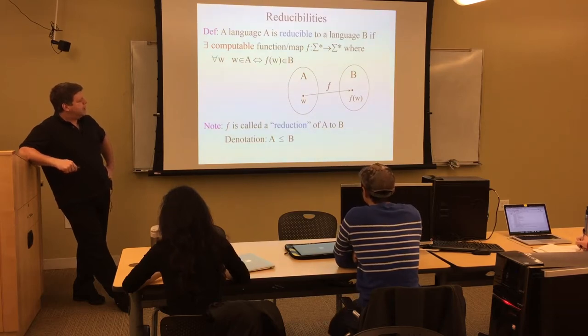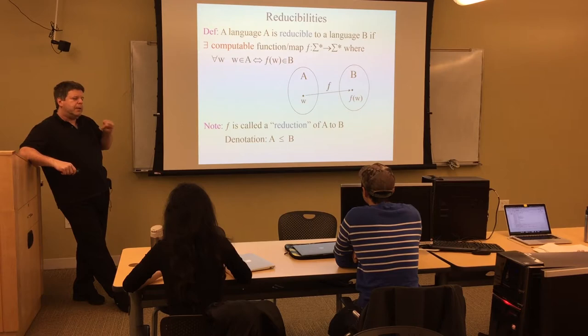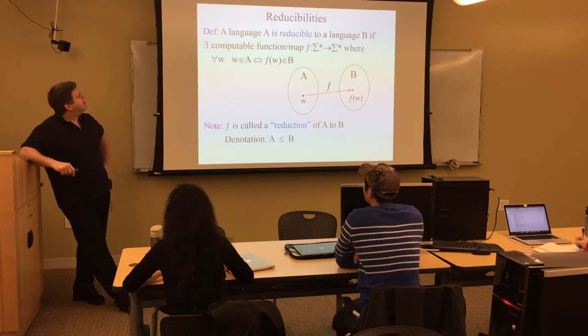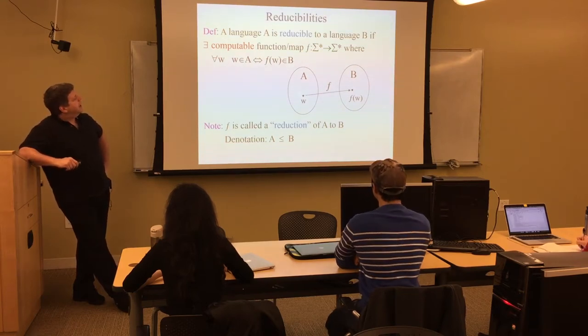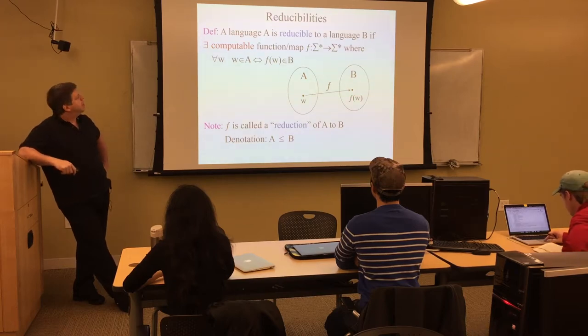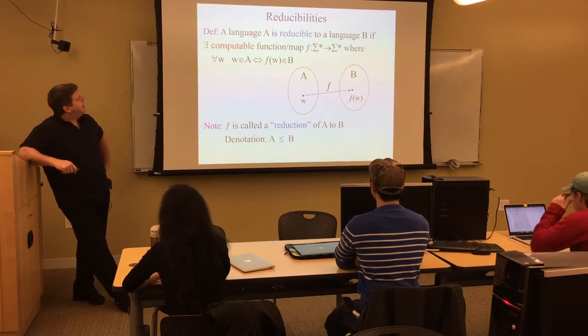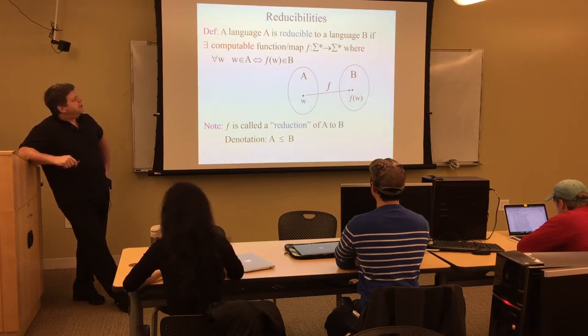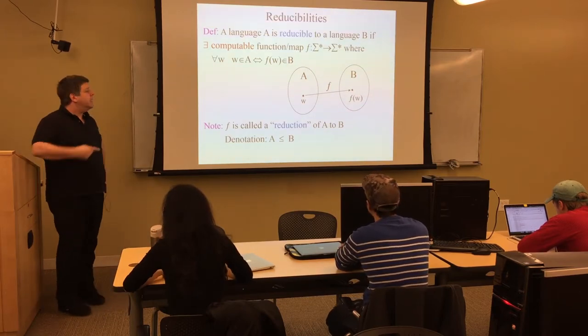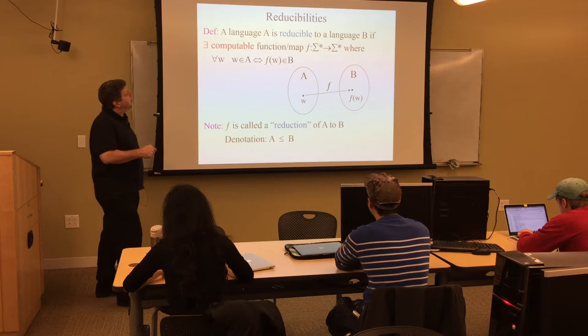It's denoted by the less than symbol, but it's highly overloaded. It's not the arithmetic less than or equal to, obviously. It's the reduction notion across languages via mappings. So again, language A is reducible to language B if and only if there is some computable mapping. The word computable is in red because it's very important that it's a computable function. We already saw plenty of functions that are not computable. This one is computable, and it maps members of A to members of B. So if W is in A, F of W is in B. And conversely, if W is not in A, F of W is not in B. It's an if and only if right here.